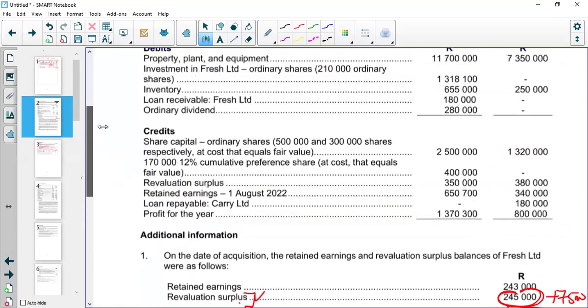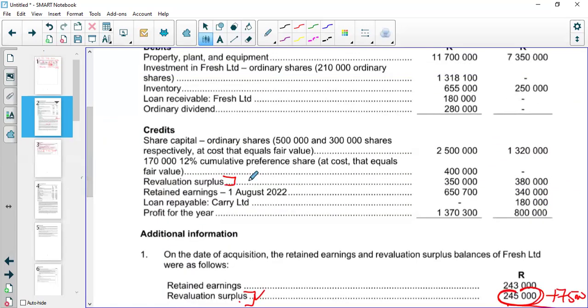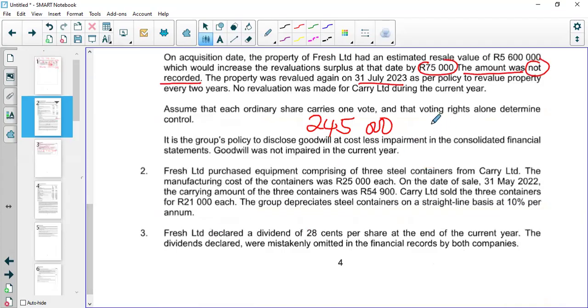But now we see after the revaluation surplus on 31 July, for the subsidiary, always make sure it's the subsidiary, it is 380,000. So the subsidiary recorded a gain of 380,000 less 245,000, so there's a gain that was recorded by the subsidiary of 135,000.